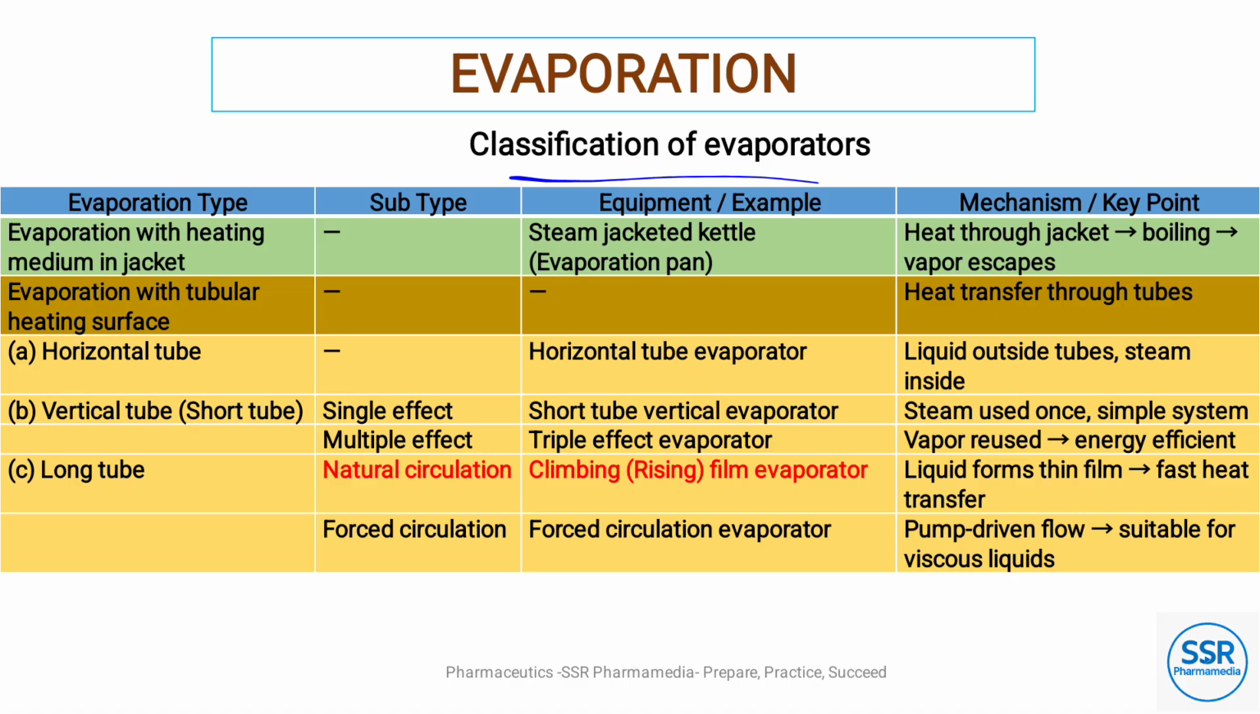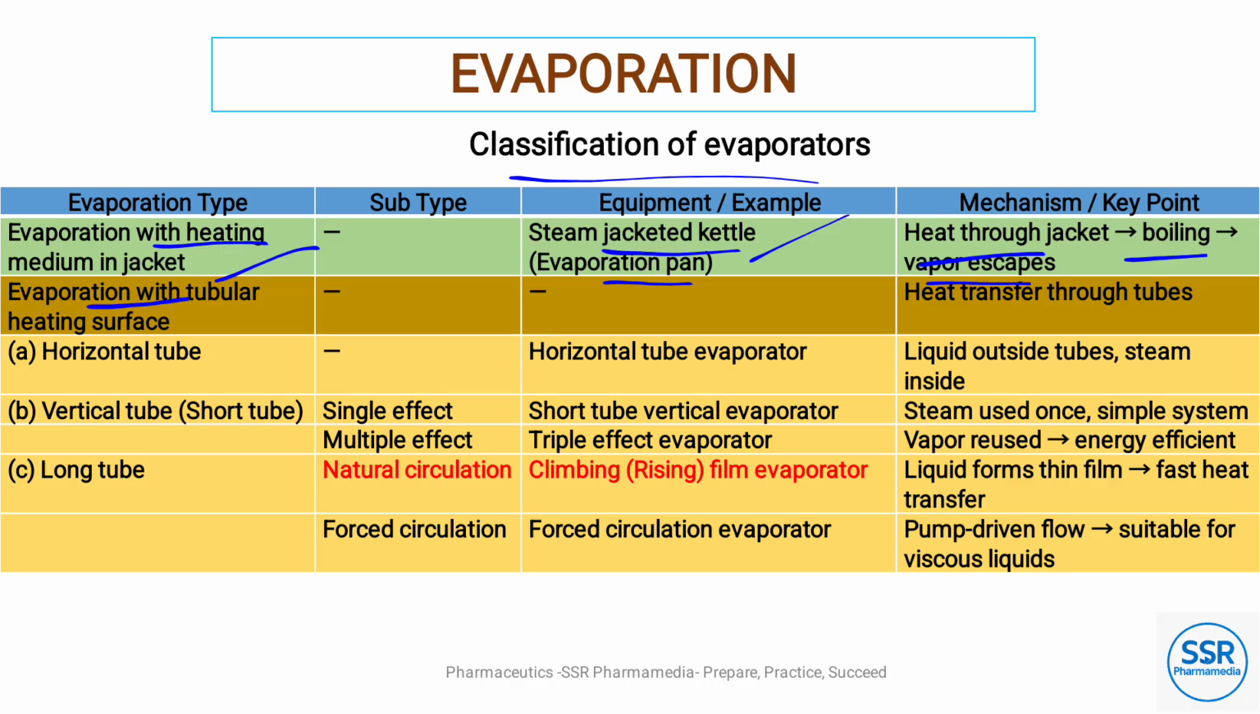Next is the classification of evaporators. Evaporators with heating medium in jacket is a type of evaporation. For this, equipment used are the steam jacketed kettle and evaporation pan. It works with heat through the jacket, then it's boiling and vapor escapes. This is the mechanism of evaporation with the heating medium in jacket, and these are the equipments.